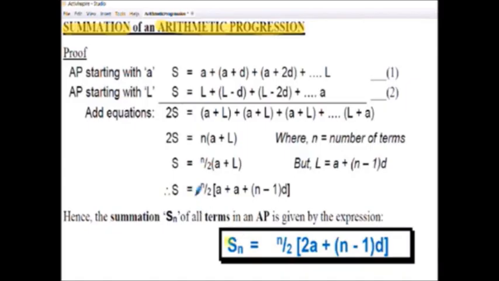The summation of an AP, S suffix n here, is n divided by 2, the number of terms in the series divided by 2, multiplied by, in brackets, 2 times the first term, 2 times the a, plus the number of terms in the series n take away 1, all times by d. So the nomenclature is the same as in the previous questions, but we have a different formula here because we are summating the series, not finding a particular term in the series.